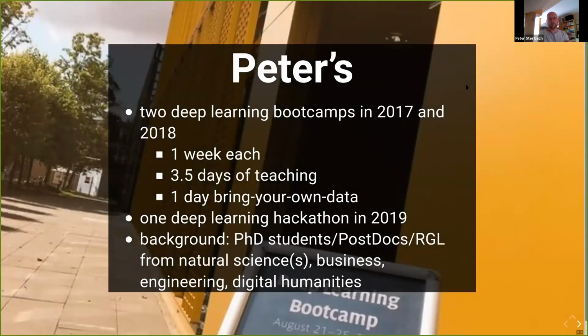Cool. So my background is at my former employer, the MPI-CBG here in Dresden. So it's a biology institute. I organized 2 deep learning boot camps. That's how we named it, in 2017 and 2018. Both were 1 week in duration. Typically that meant 3.5 days of teaching. And 1 day was invested into a session, bring your own data style, where we hoped that we can consult our learners on how to bridge the gap from what we taught to what they have to do in practice. And then I also organized 1 deep learning hackathon last year. The background of the learners was typically PhD student level, postdocs, and research group leaders from all kinds of disciplines. We had a very, very mixed background of learners, which I'll come back to in a minute.